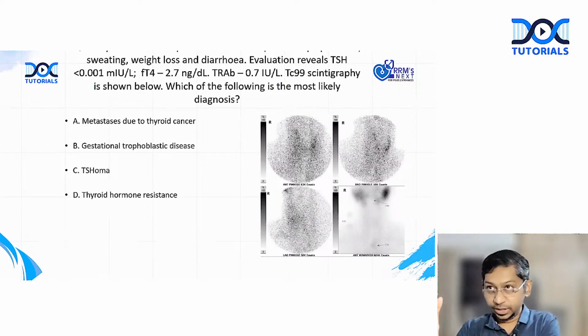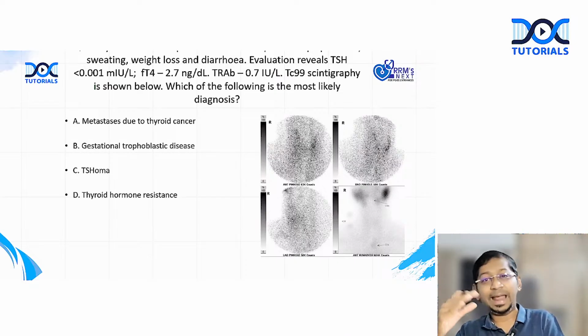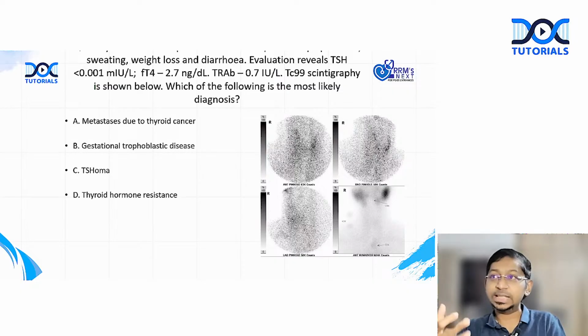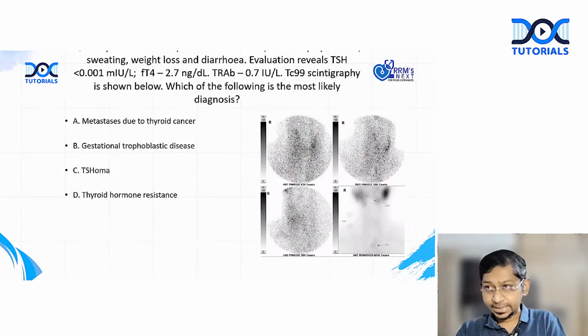Okay. Next question. 32-year-old female with complaints of palpitation, sweating, weight loss, and diarrhea. Evaluation reveals TSH which is less than 0.001, that is suppressed. FT4 is elevated, 3.7. TRAb is 0.7, which is again normal, and the TRAb upper limit of normal is 2, so less than 2 is normal. Now they are showing us the technetium-99 scintigraphy. What is the most likely diagnosis? Metastatic follicular thyroid cancer, Graves' disease, TSH-secreting pituitary tumor, or thyroid hormone resistance.